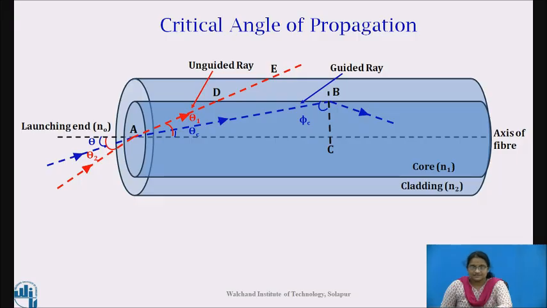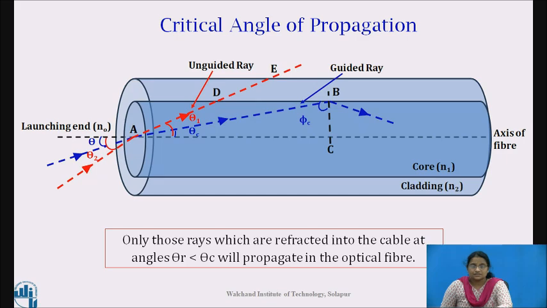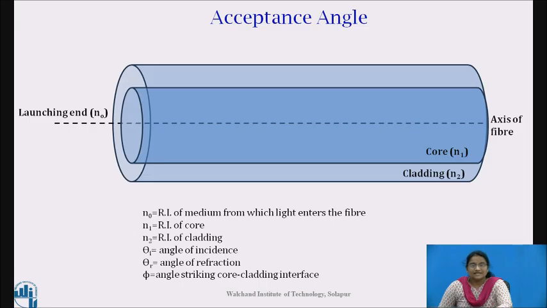It is obvious that the rays with propagation angles larger than theta c will not propagate in the fiber. Therefore, the angle theta c is called the critical propagation angle. Thus, only those rays which are refracted into the cable at angles theta r less than theta c will propagate in the optical fiber. Now let us see what acceptance angle is.